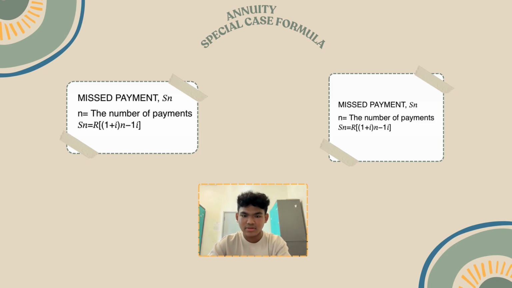n in advance payment is referring to the total number of unpaid payments, and to get that, we have to minus between total number of payments and total number of paid payments.